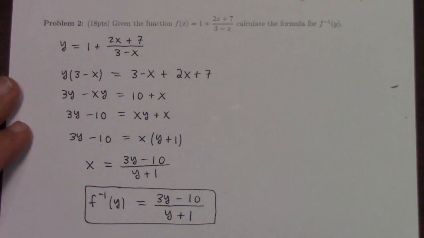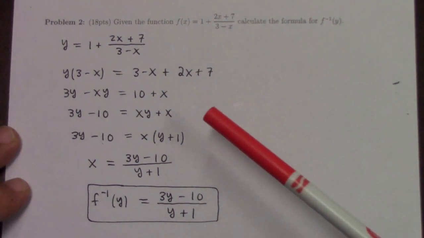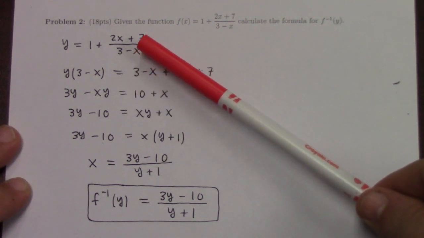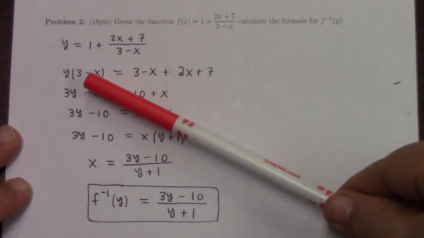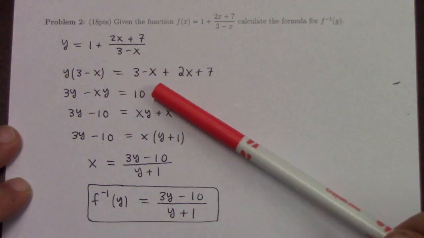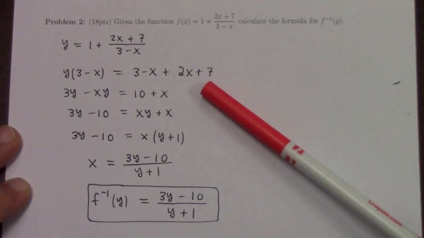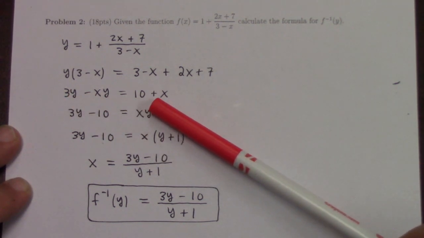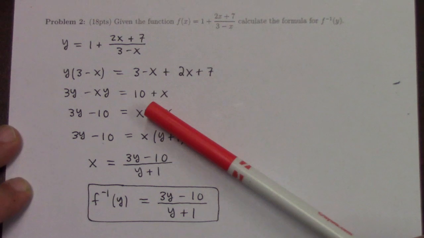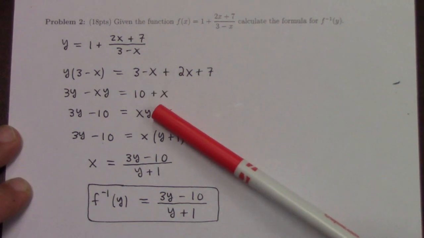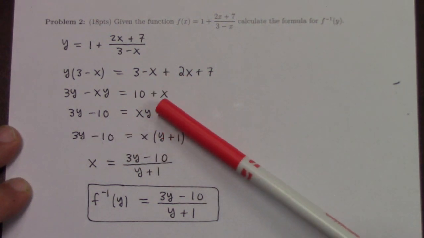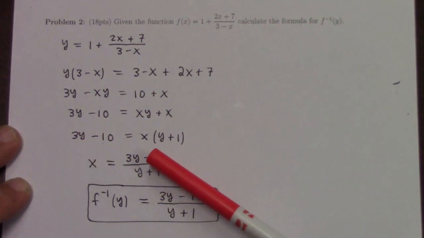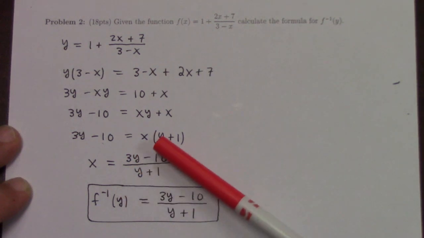Problem 2, the usual thing, so we write down y equals the formula, and then we solve for x. So what I did was I multiplied by the denominator 3 minus x, and so you get y times 3 minus x, 1 times 3 minus x is 3 minus x, and then we got 2x plus 7. Then I distributed, so I get 3y minus xy equals 3 plus 7, which is 10, and then x minus 2x is x. I brought all the things with x to the same side, so that gives me xy plus x equals 3y minus 10. Factored out the x, and then divided by that.